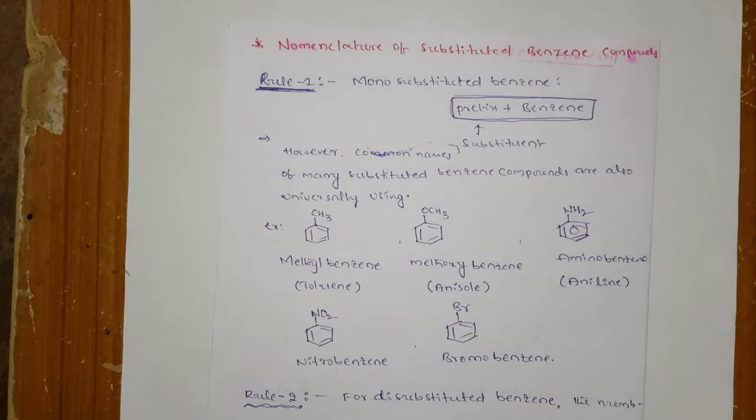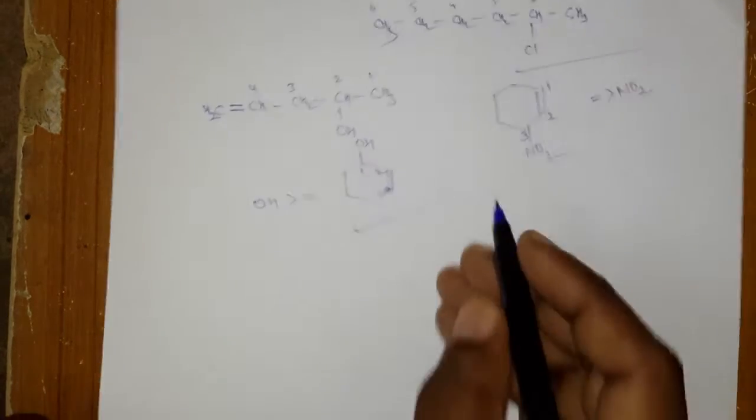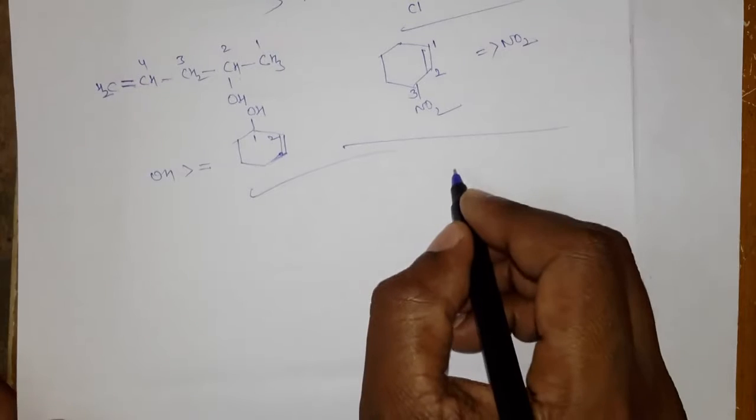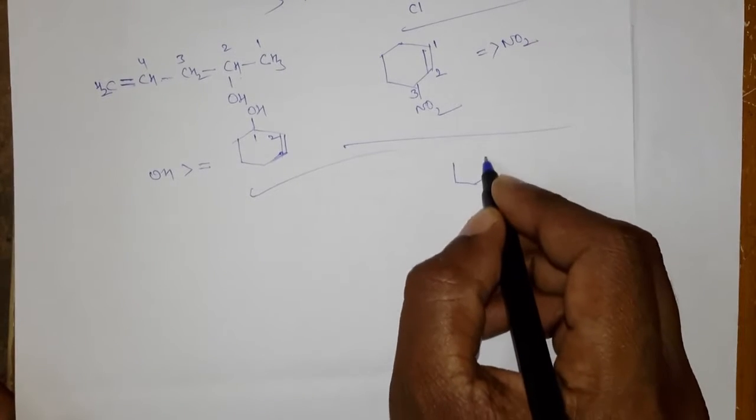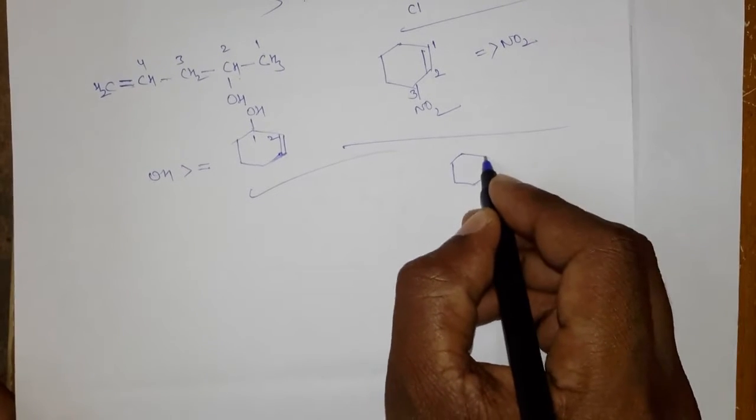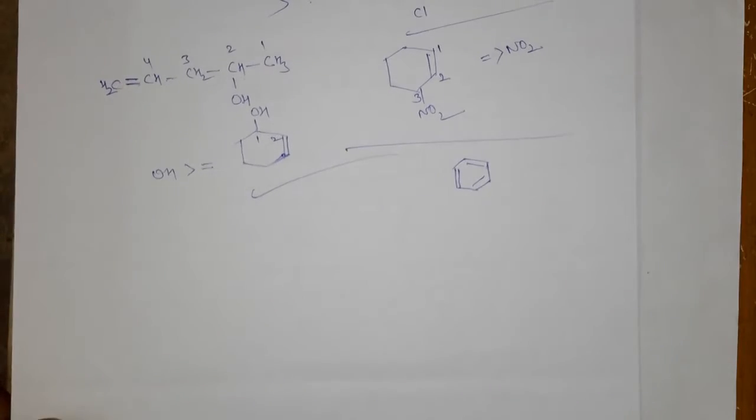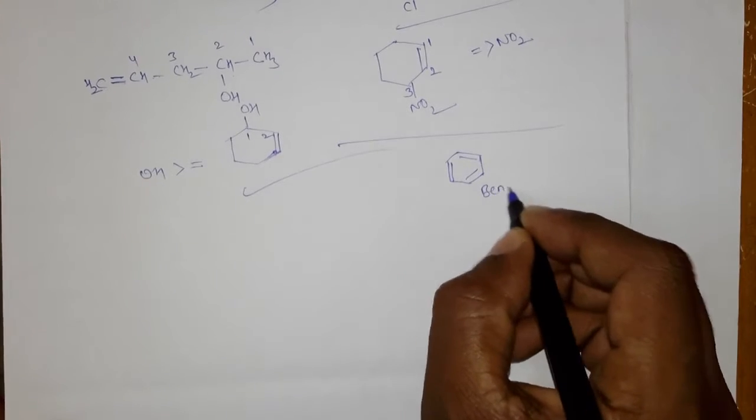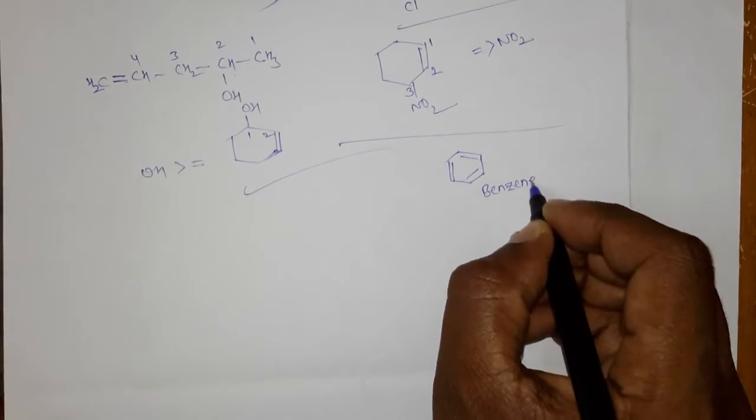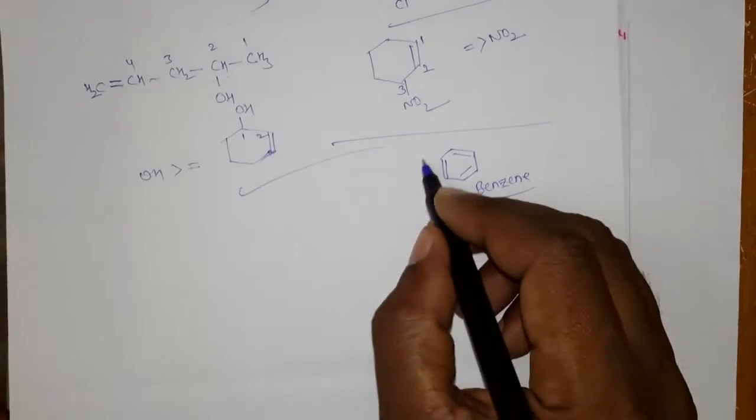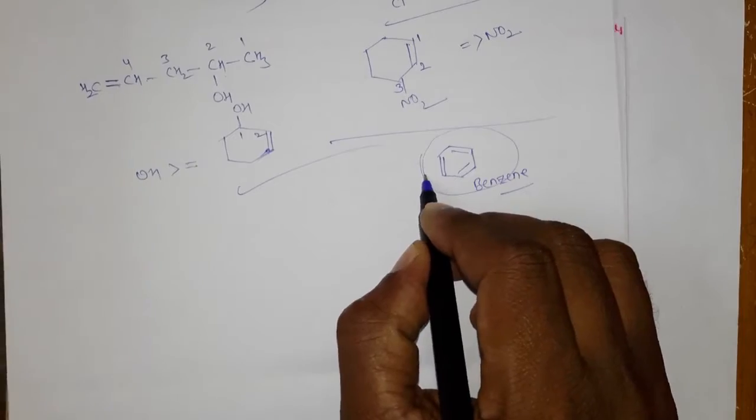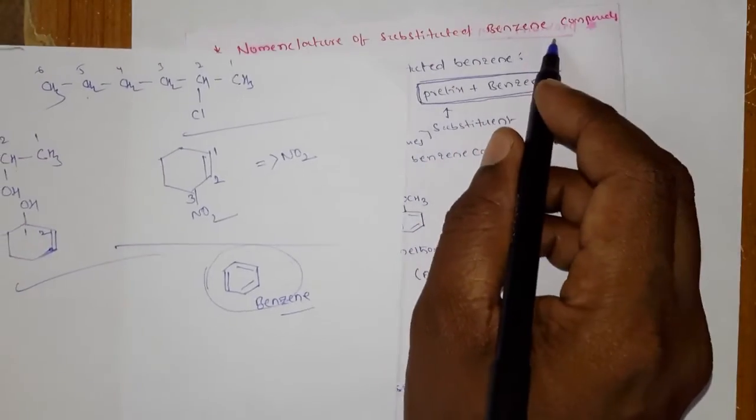Okay, so again first you should know what is the benzene, right? What is the benzene? The benzene is like a cyclohexane with three double bonds inside that. Okay, this is nothing but a benzene. So the name of this is benzene. Now we can see the nomenclature of the substituted benzene compound.